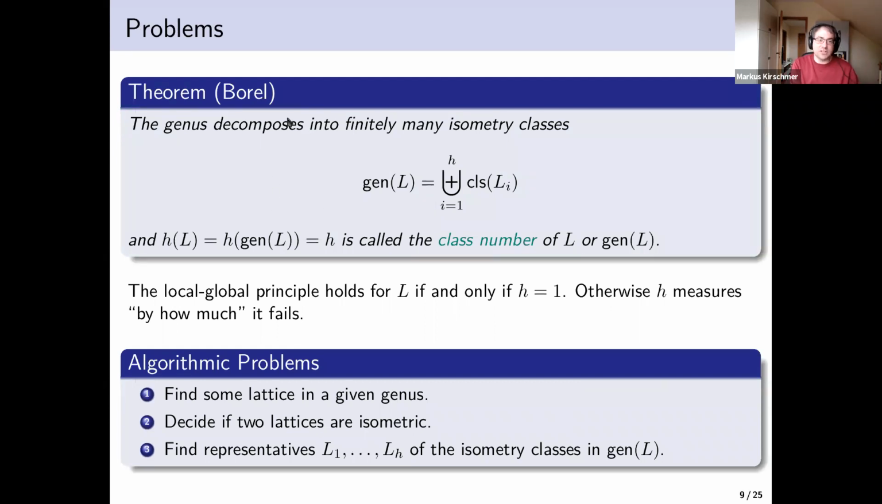It's actually a much more general result on algebraic groups. And in this, for Hermitian lattices, it says that the genus decomposes into finitely many isometry classes. I mean, it's clear that it decomposes, but the important part here is finitely. So there must be lattices L1 up to Lh, say, such that if you unify their classes, you get the genus completely. And the number of classes that you need to exhaust the genus is called the class number of the lattice L, or more precisely of the genus.